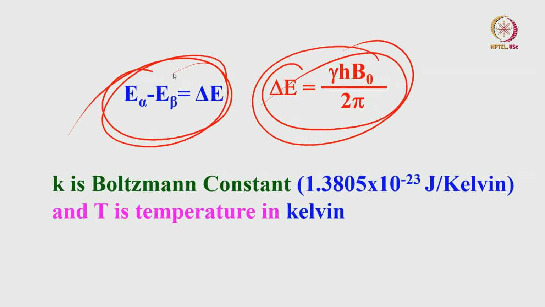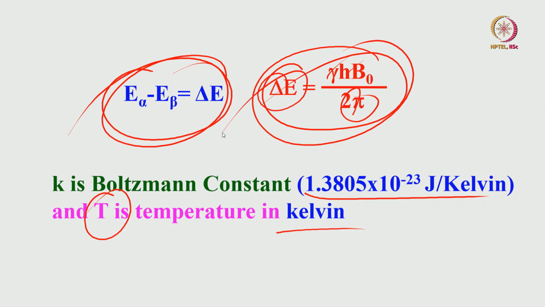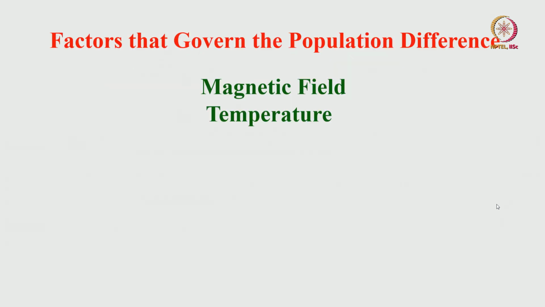The Boltzmann constant is very well known. It is a constant, easily available, and at a particular temperature I am going to do the experiment. Let us say the temperature I express in Kelvin. These are the parameters I know. I know gamma, I know B naught, I know h, I know 2 pi. I can calculate the energy separation, and I know at what temperature I am doing the experiment. The Boltzmann constant is also known to me. Now we will use these parameters and calculate what happens to the sensitivity.